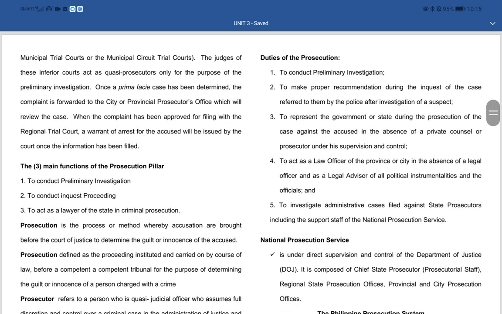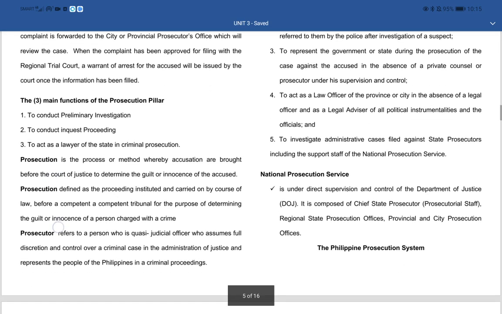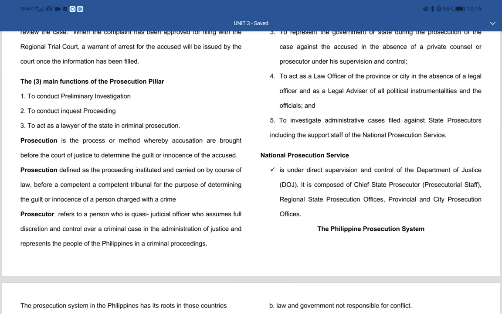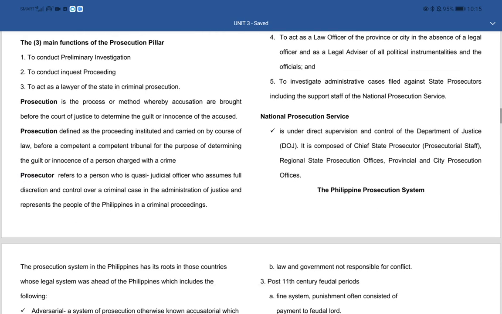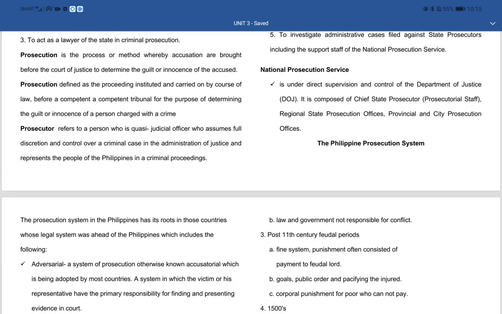Okay, so the duties of the prosecution: to conduct preliminary investigation. So you read this one. Then, the National Prosecution Service is under the supervision and control of the Department of Justice, the DOJ, and composed of the Chief State Prosecutor or Prosecutorial Staff, Regional State Prosecution Offices, Provincial and City Prosecution Offices. Then we are talking about the Philippine prosecution system.